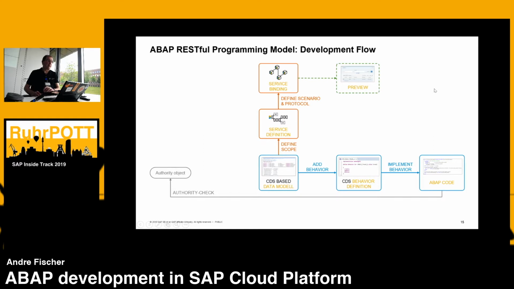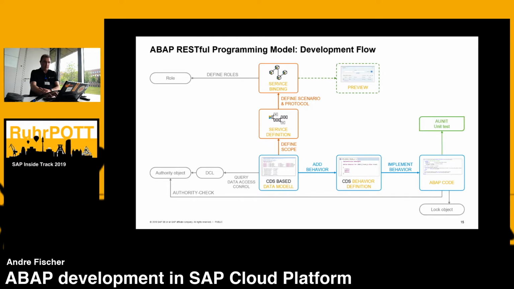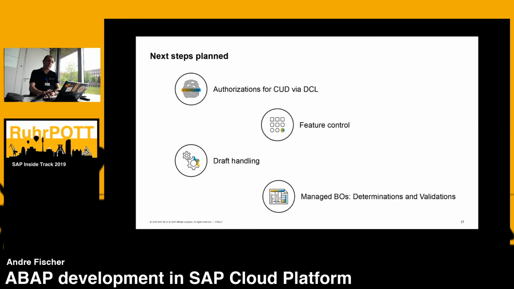So that was this preview. What else can we do? So we can have authority objects. We can leverage so-called DCLs. These are the data access control language, so that you can have authority checks when doing select statements from CDS views. You can define roles to manage the access. You can have unit tests for ABAP.